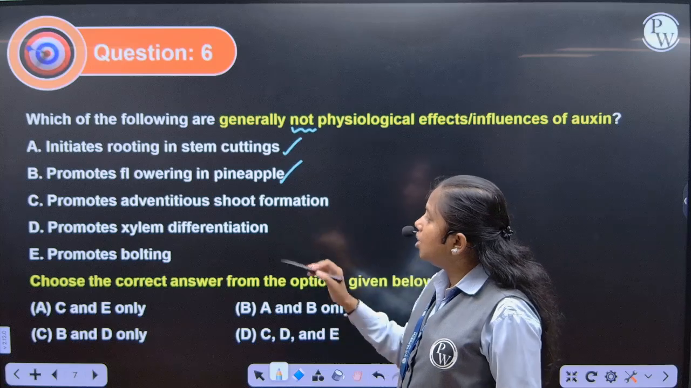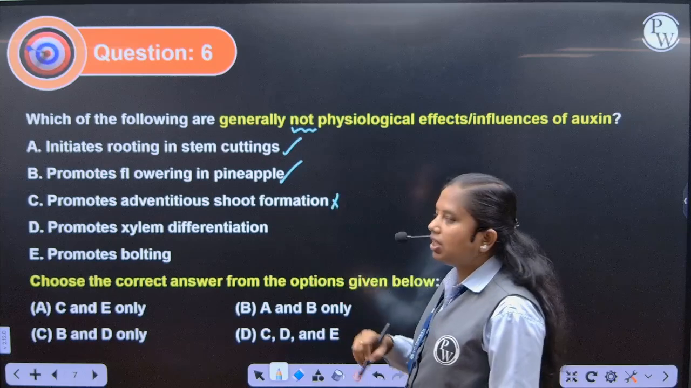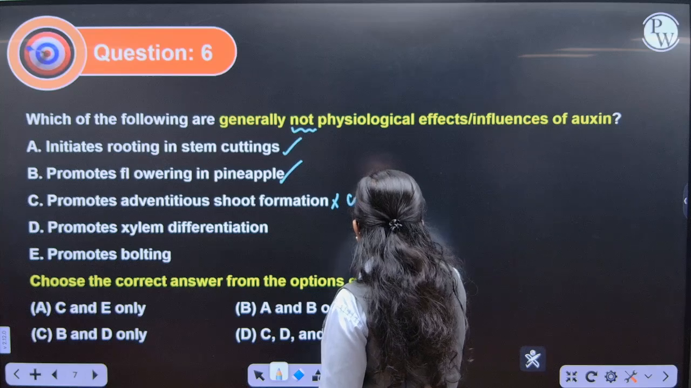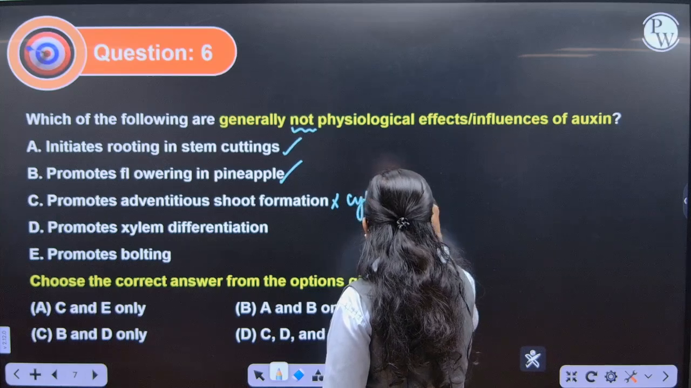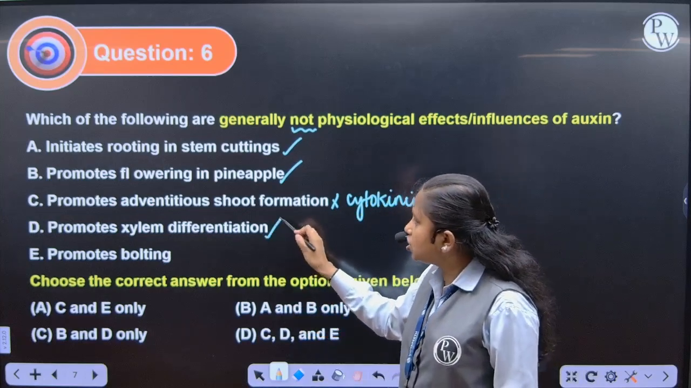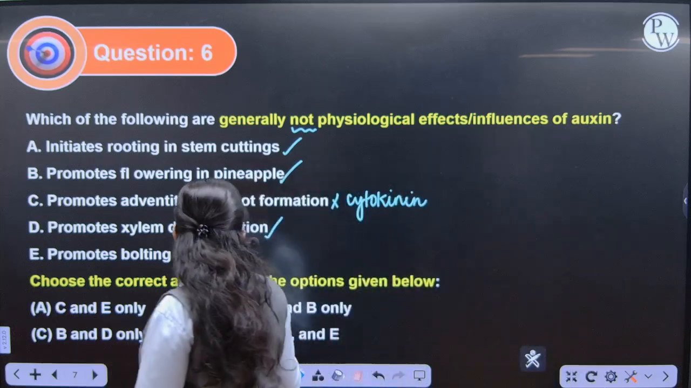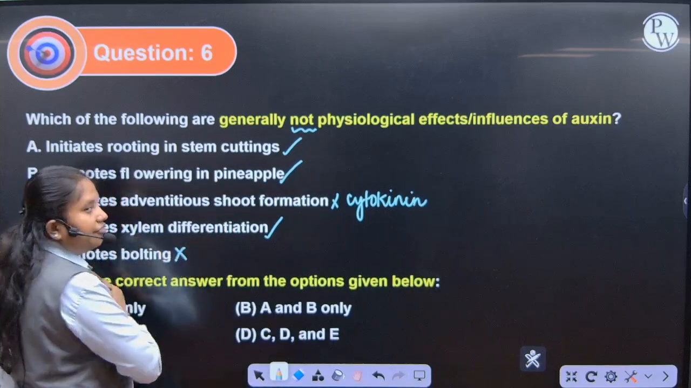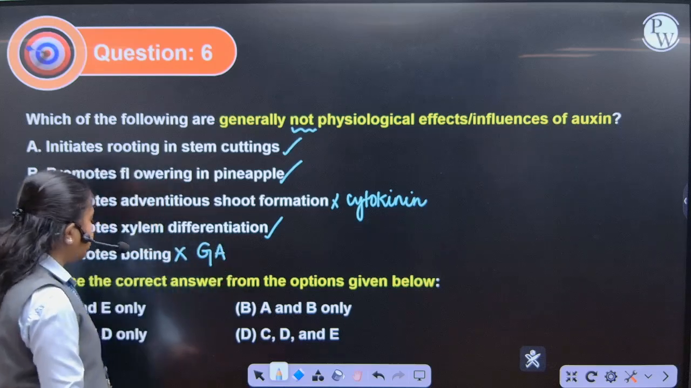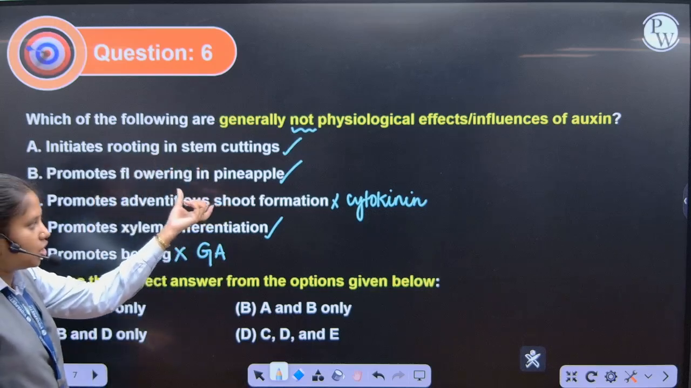Then third one, promotes adventitious shoot formation. No, this is not a physiological effect of auxin. Instead, it is a physiological effect of cytokinin here. Then promotes xylem differentiation, again a physiological effect of auxin. Then E, promotes bolting. Now this is not a physiological effect of auxin, instead it is a physiological effect of gibberellic acid. Now they have asked us to choose the correct answer, which means which is not the physiological effects.